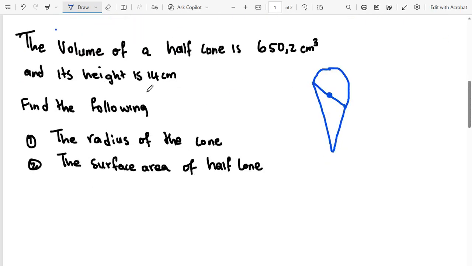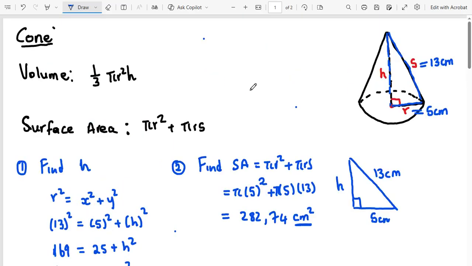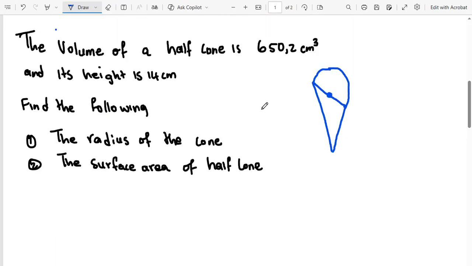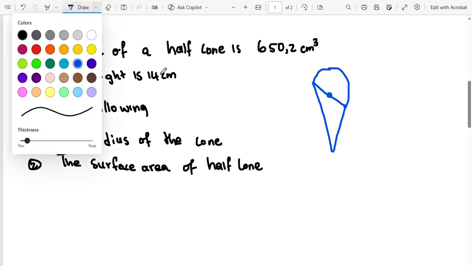So they say the volume of a half cone. So this time you are given a half cone. In the previous lesson, we worked on a cone which looks like this. And now look at the half cone. So you are given the volume and they say its height is 14 centimeter. Find the following: the radius of the cone. So I need you to focus on what you are given.